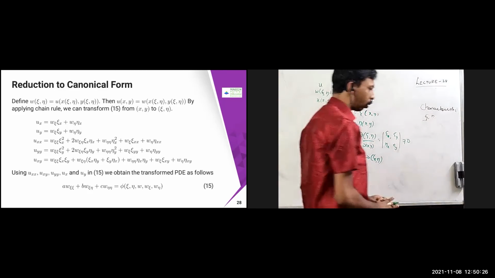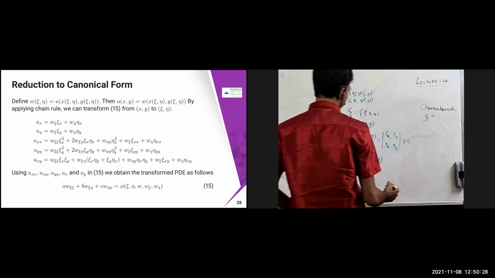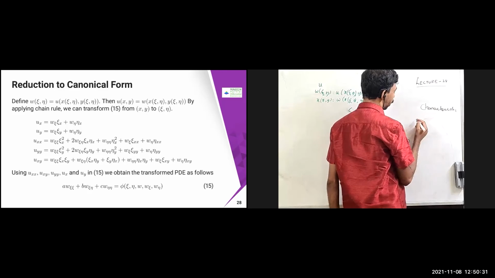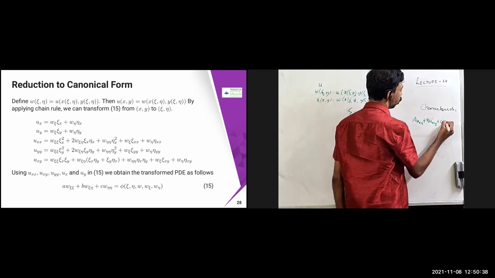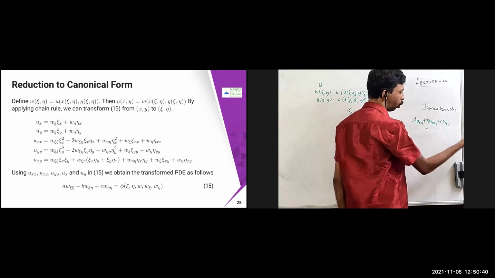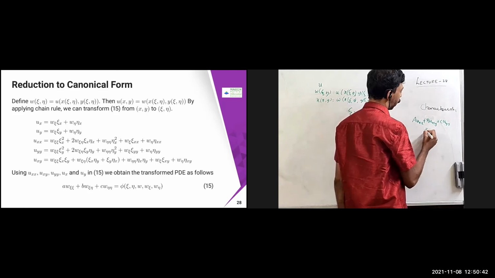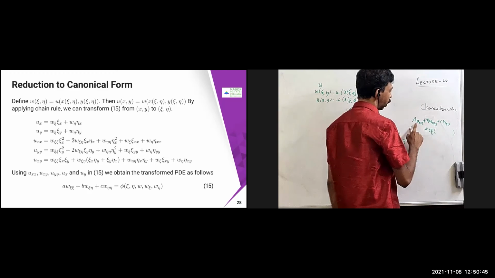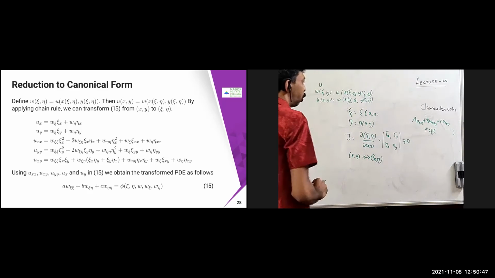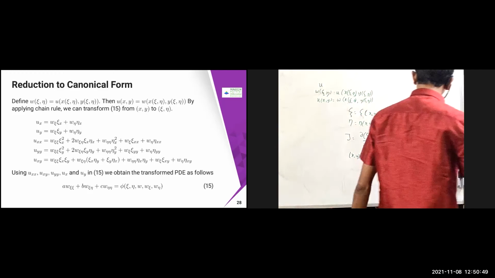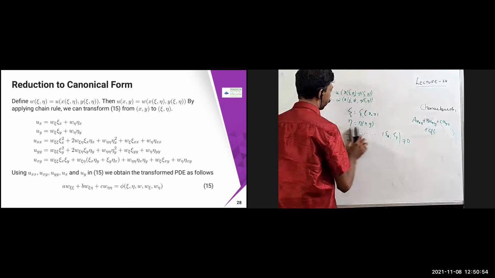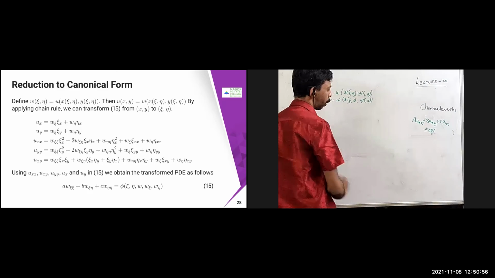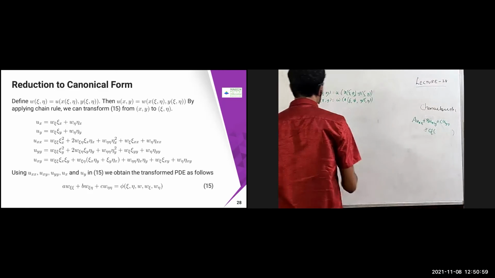Now, in our problem, in the classification of second order linear PDE, we have the equation a u_xx plus b u_xy plus c u_yy plus d u_x etcetera, with something on the right hand side, phi of etcetera. For this I require u_xx, u_xy and u_yy. So what I'm going to do is transform these and write them in terms of w. So let us take this one.